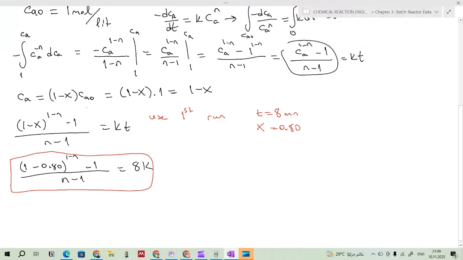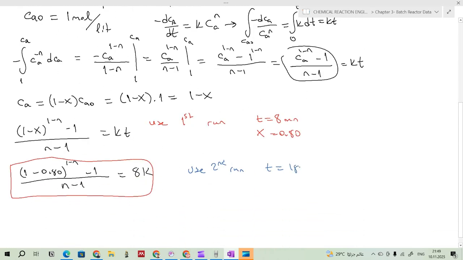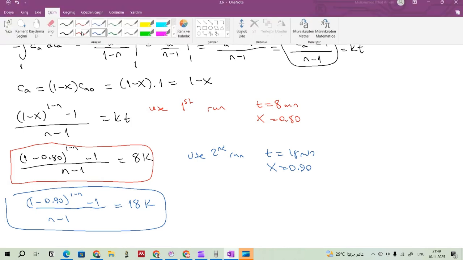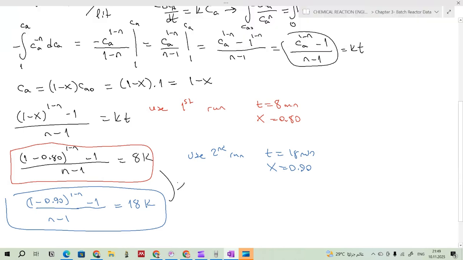So now let's use the second run, when time equals 18 minutes and conversion is 90%. So you will have (1 minus 0.90) to the power 1 minus n, minus 1, over n minus 1, is equal to 18 times k. Two equations. What we can do is just division. You can divide.